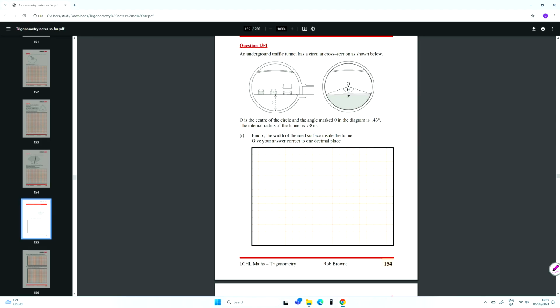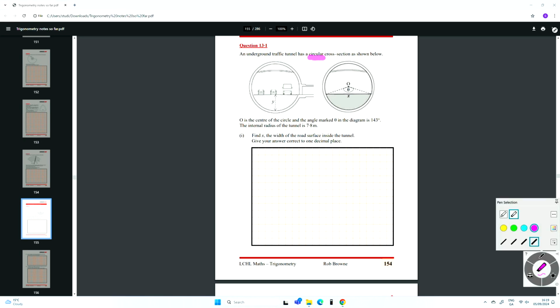And the question on page 154 looks like this. It says an underground traffic tunnel has a circular cross section. Okay, we're dealing with a circle here. And it says O is the center. So this point here, O, is the center of the circle. And it says the angle marked theta in the diagram is 143. So this angle in here is 143 degrees.